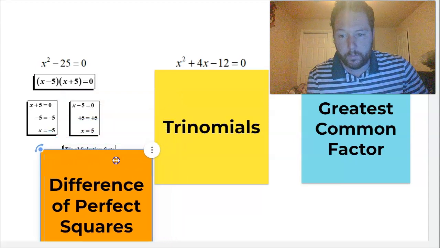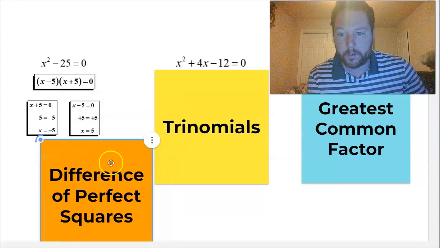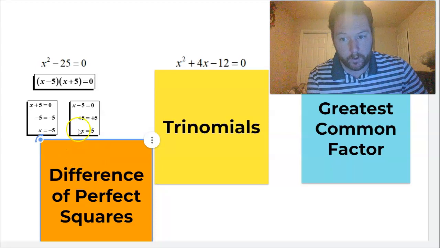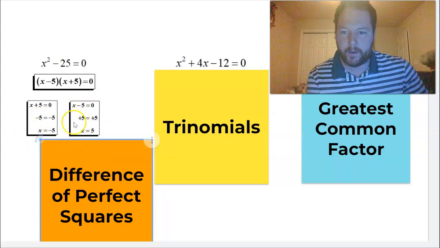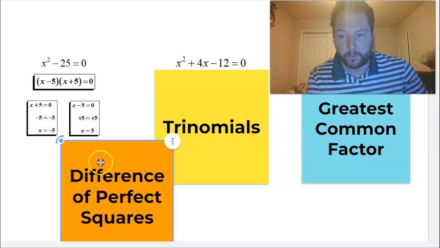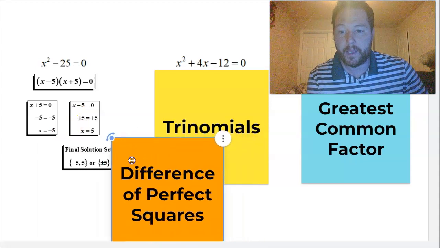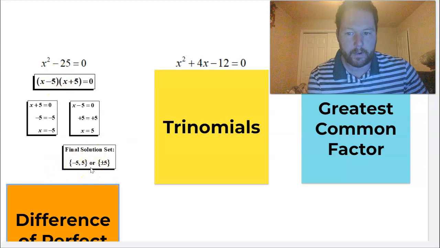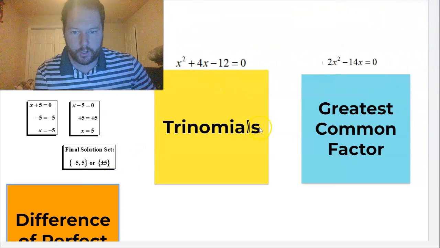On the other piece, we'll be able to figure out what number is going to make this piece equal to 0, right? So I switched those around. That was my fault. But either way, we'll have two different solutions here. X is equal to -5 and x is equal to 5, because those are the values that make our equation true. Okay, so for the difference of perfect squares example, that would be our final solution set right there, plus or minus 5. I'll move my head over here, and we'll jump into trinomials.